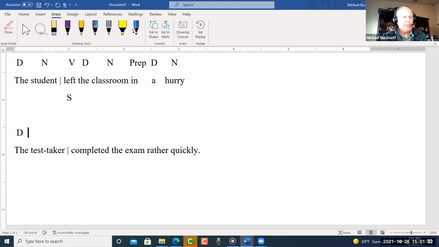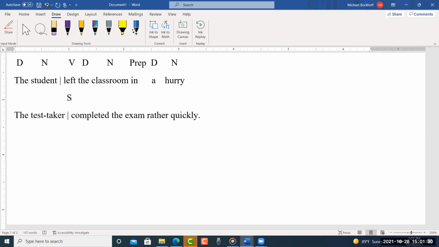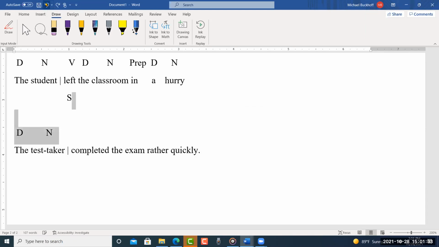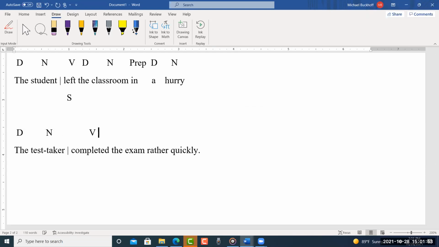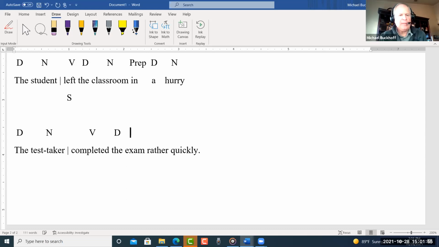Okay, let's take a look at the. We know what that is from the previous one. What is test taker? No. And then what is completed? Notice how it ends in ed and it comes after the subject. What is completed? A verb. Good. And we know what the is from a previous one. How about exam? So we can say noun here.